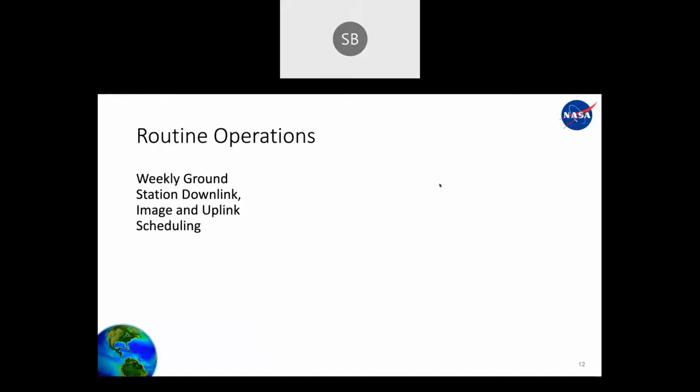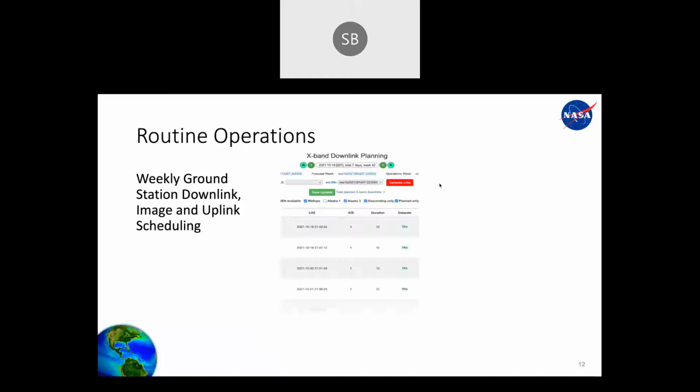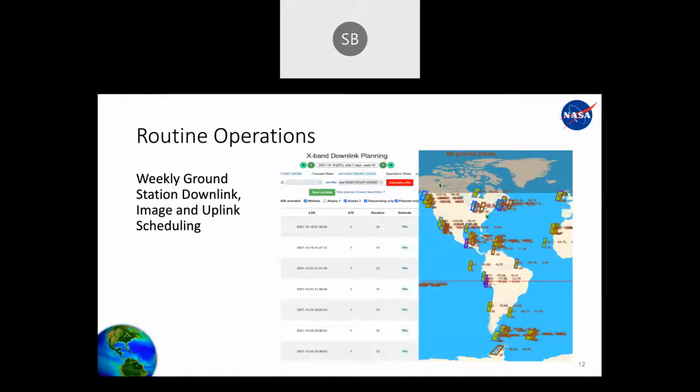For our weekly ground station downlink, image uplink and scheduling, each week the science operations team communicates with the Near Earth network to request downlinks at the Wallops Island and Alaska ground stations. The confirmed downlinks are combined with these image requests, both those made by the community and those made by the science team. The best uplink opportunities are then identified and inserted, and once completed, this plan gets sent to the Mission Operations Center in Scotland, where it is uplinked to the satellite for collection.